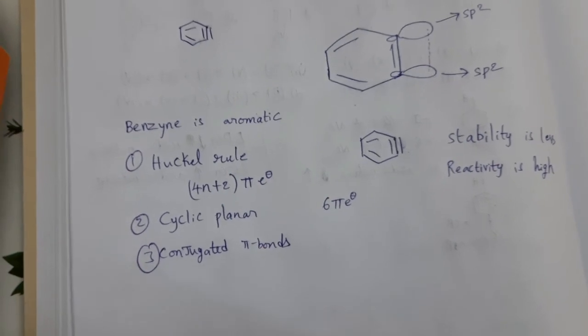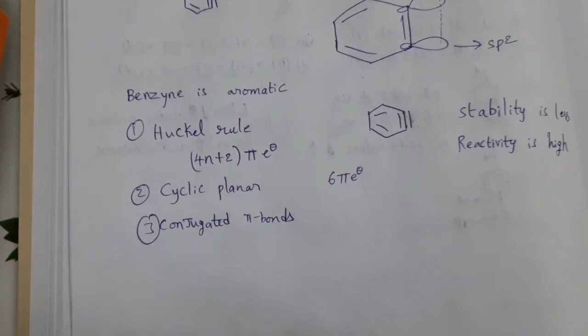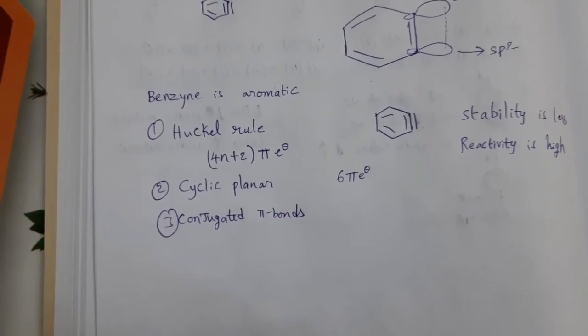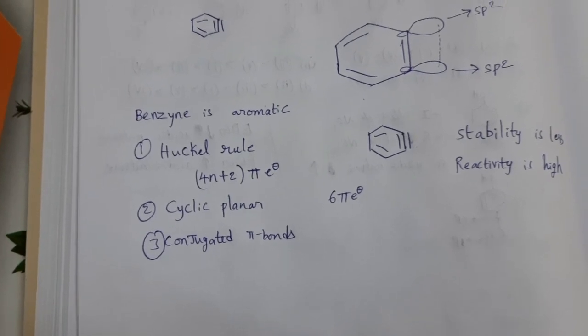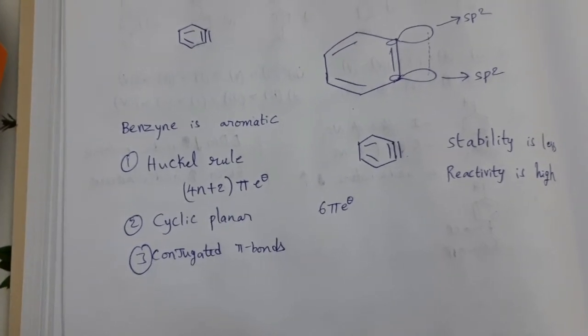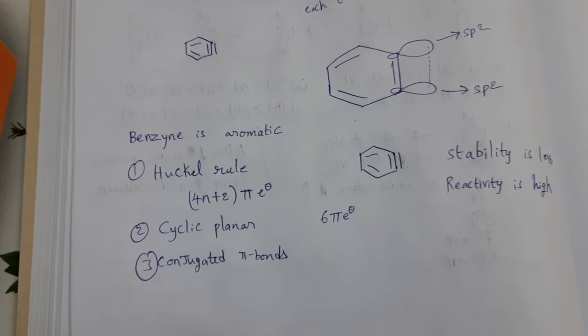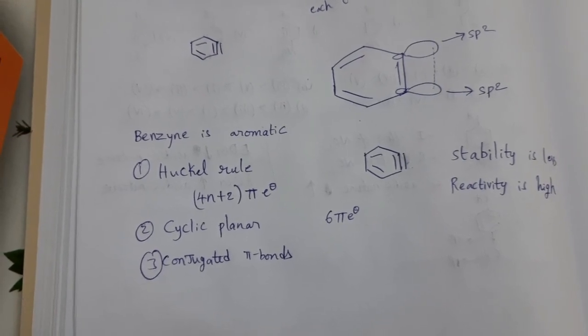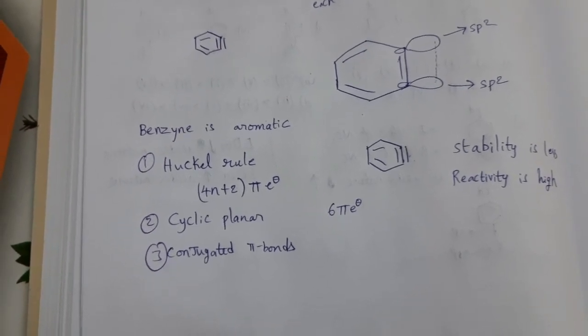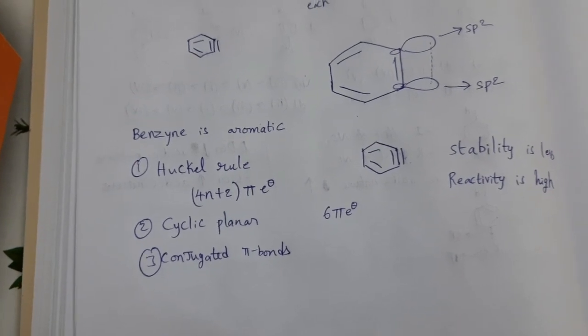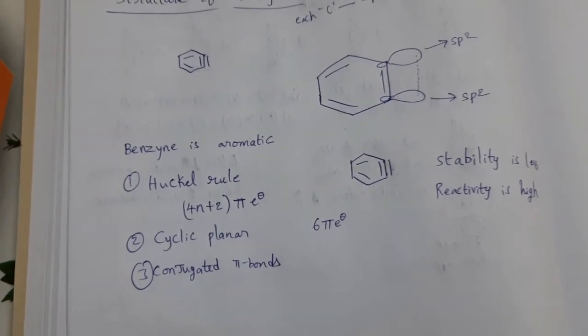Then when any nucleophile approaches, it participates in a nucleophilic substitution reaction. So benzyne is obtained as a reactive intermediate in aromatic nucleophilic substitution reaction. This is what we can observe in the benzyne mechanism.